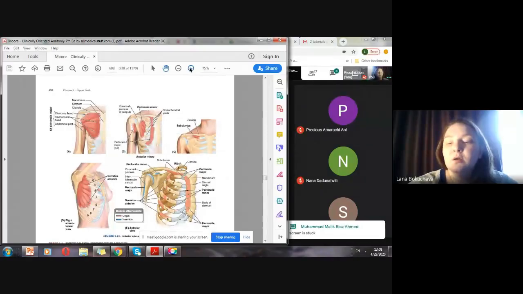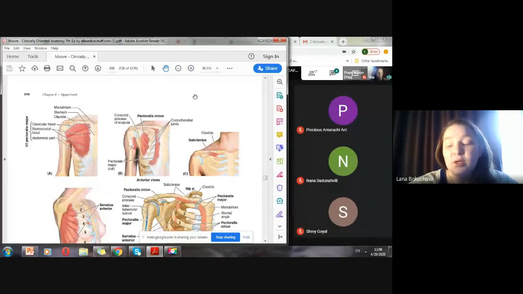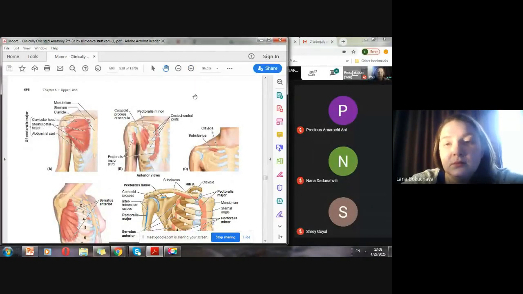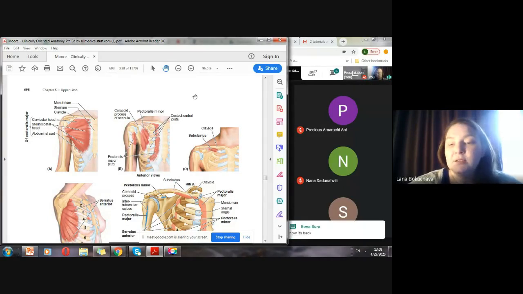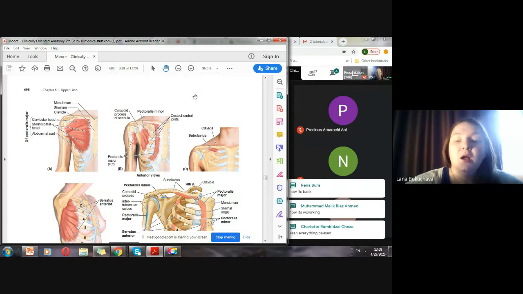Is the screen stuck for everyone, or is it stuck for everyone or not, guys? Okay, no, it's working.